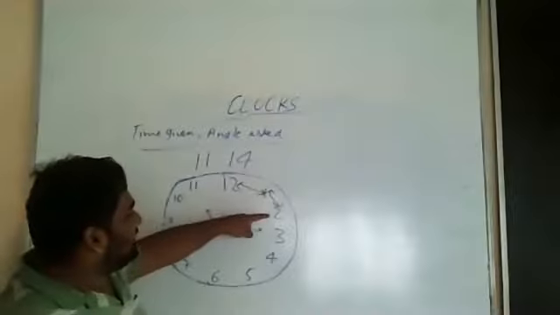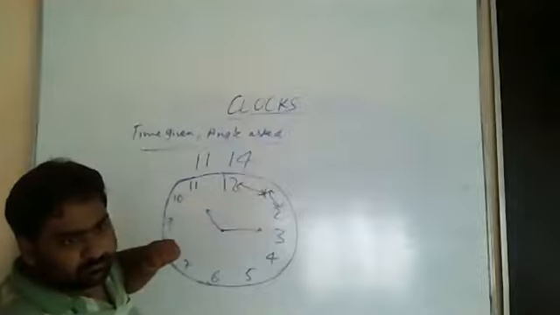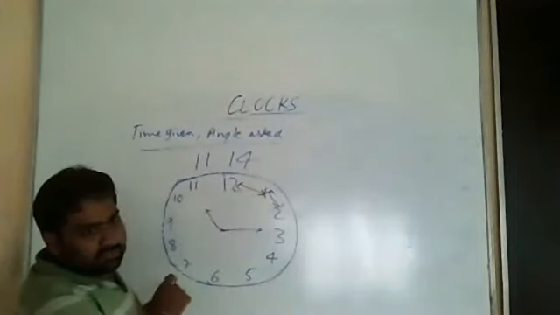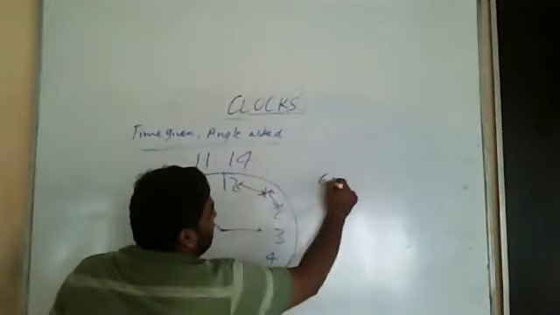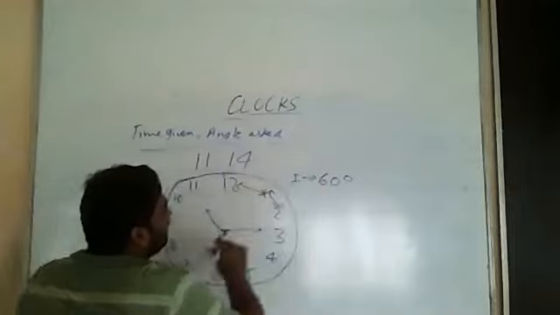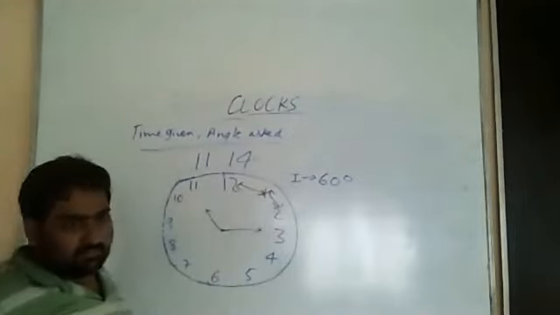The minute hand is in between 2 and 3. So full will be only 12 to 1 fully covered, and 1 to 2 will be covered. That will give 30 degrees, 30 plus 30. Step 1: first you cover only the fully covered ones.